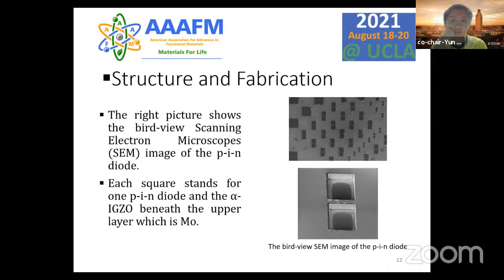Here we show the bird's-eye view SEM image of the PN diode. You can see that the square part is the bird's-eye view of the PN diode, and the upper layer is the molybdenum layer, but we cannot see the amorphous IGZO because it is beneath the upper molybdenum layer.